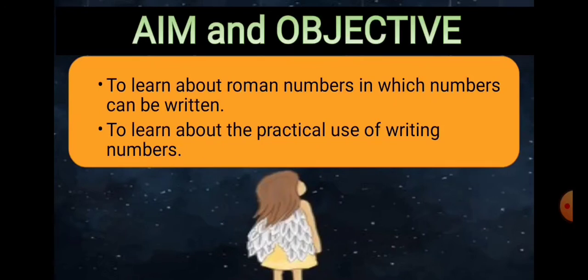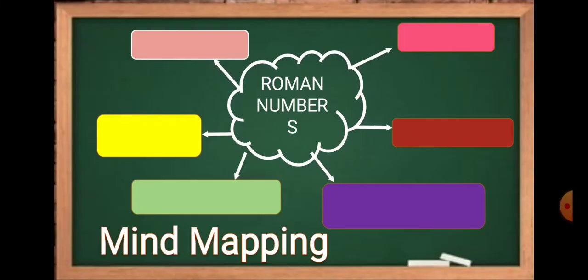The aim and objective of learning this chapter is to learn about Roman numbers, in which numbers can be written, and to learn about the practical use of writing numbers. What comes to your mind when you hear the term Roman numbers? Let's think about it and tell me.